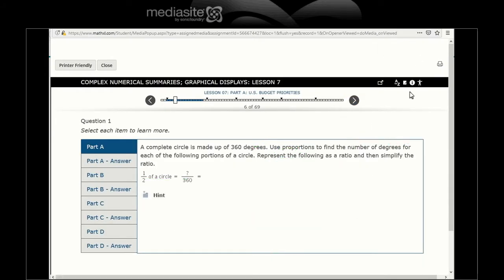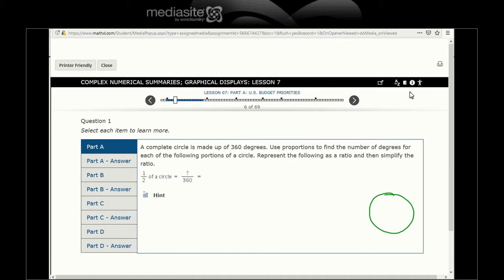So let's do some questions here. A complete circle is made up of 360 degrees. Use proportions to find the number of degrees for each of the following portions of a circle. Represent the following as a ratio, and then simplify the ratio. Let's see, 1/2 of a circle is how many degrees compared to 360 degrees?